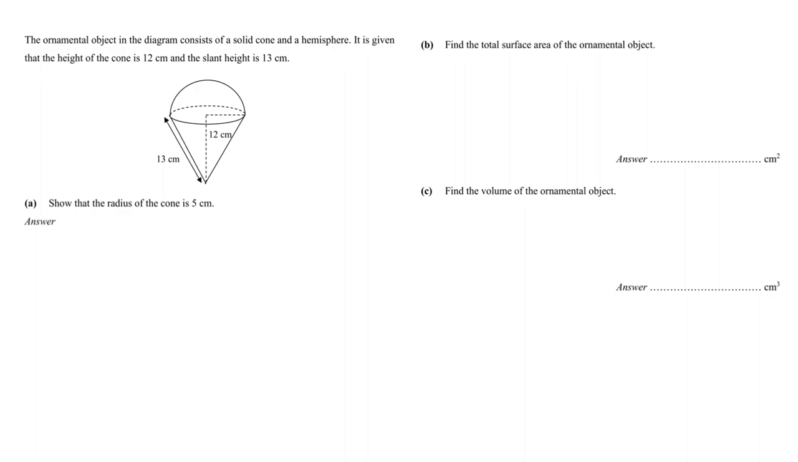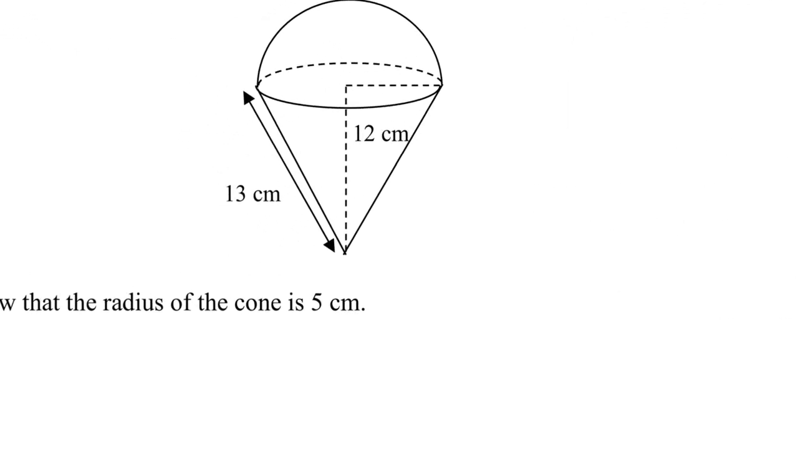Hello everyone, welcome to this question where we are given an object that is made up of a solid cone and a hemisphere. And we are also given the height of the cone and the slanted height. Our job now is to show that the radius is 5 cm. So I'm going to zoom in.